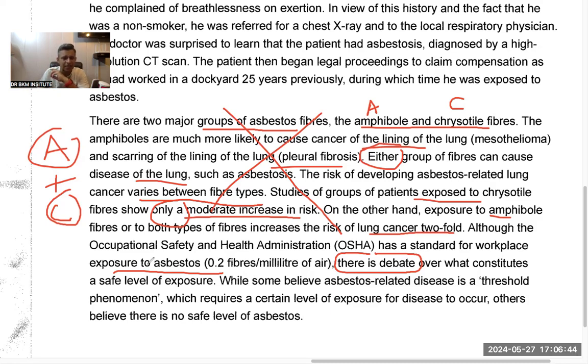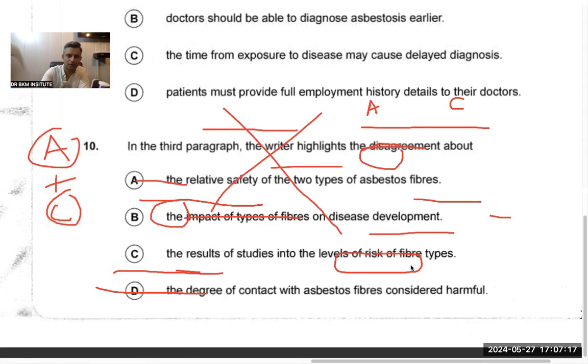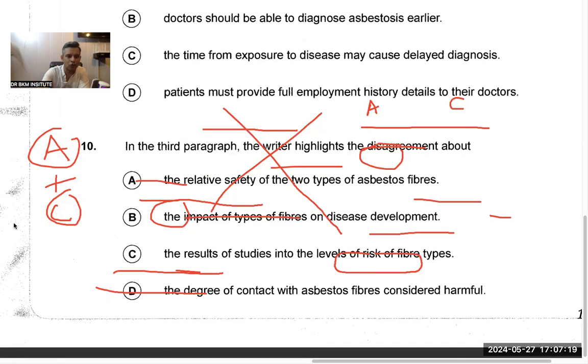OSHA has a standard for workplace exposure to asbestos. There is a debate over what constitutes a safe level of exposure. So the argument is about what the safe level of exposure is. We don't know whether 2.2 fibers is safe or not, so there is no guarantee about the amount of exposure. Whether somebody is exposed less or more, nobody knows what the safe level is. That is the argument. So the argument is about the amount of exposure.